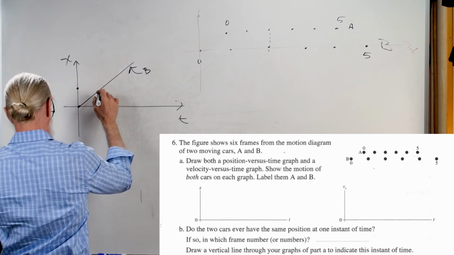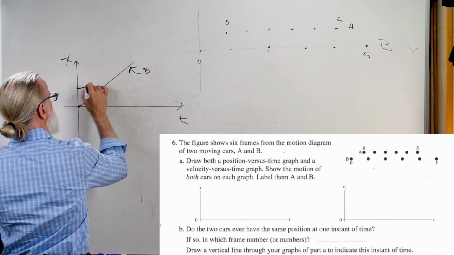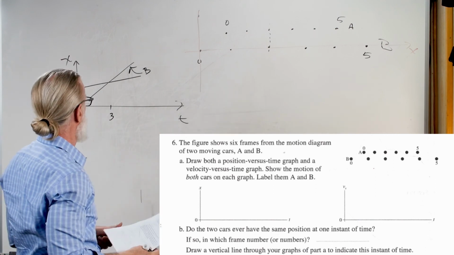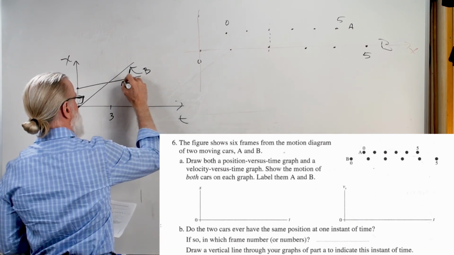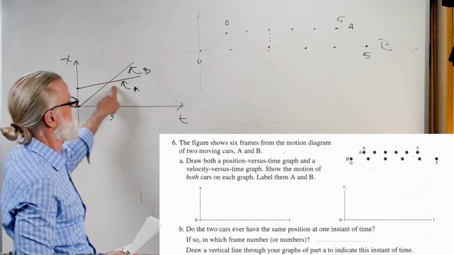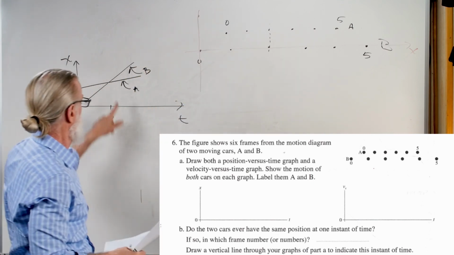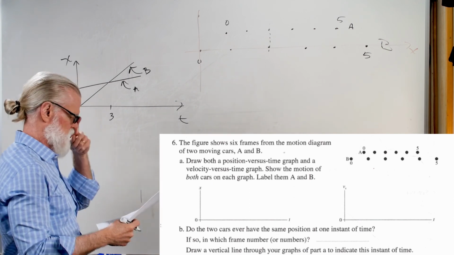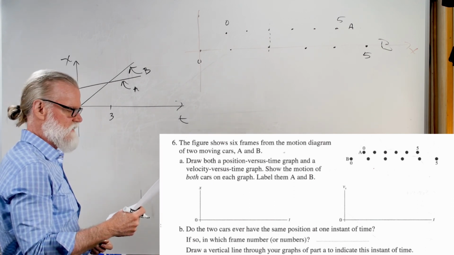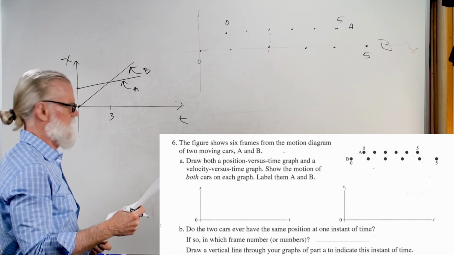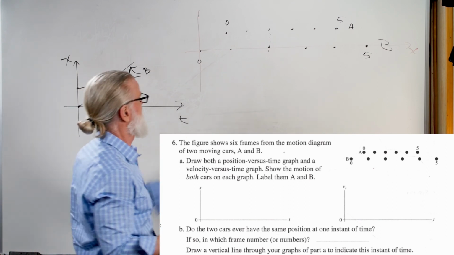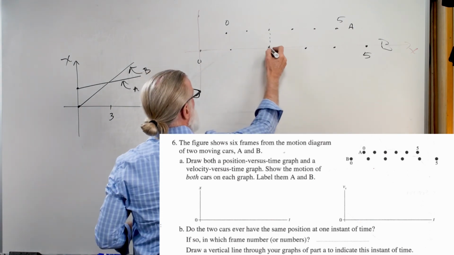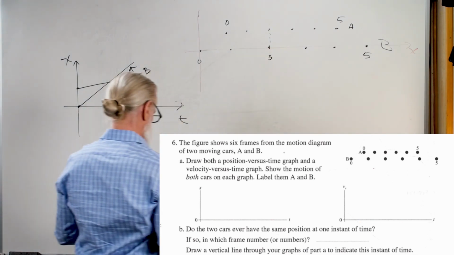So I'm going to go kind of like this. There's 3. And this is A. A's going slower. You can see they're closer together. They're both going at a constant speed. And they're at the same position at 3. So do the cars ever have the same position? Yeah, they do. At 3. This is a dot there. So at 3, they have the same position.